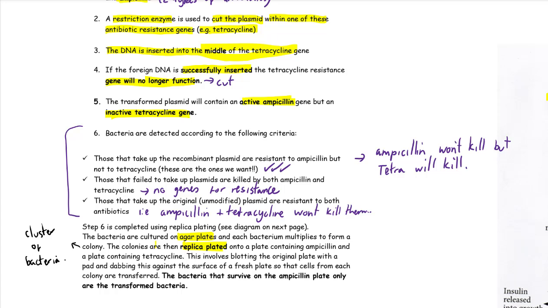The colonies are then replica plated onto a plate containing ampicillin and a plate containing tetracycline. This involves blotting the original plate with a pad and dabbing this against the surface of a fresh plate so that cells from each colony are transferred. The bacteria that survive on the ampicillin plate only are the transformed bacteria.